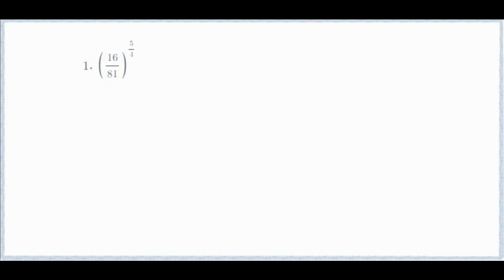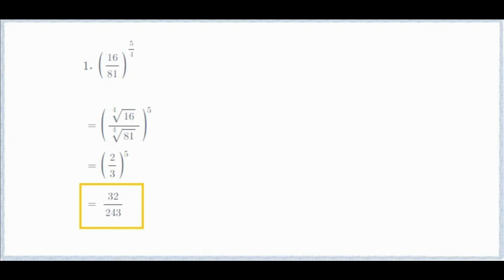With something to a fractional exponent, we're going to take the root first. So here, we can take the 4th root of 16 over 81 first, and then take it to the 5th power. So we end up with 2/3 to the 5th power, or this goes a lot faster than if we tried to take 16 over 81 to the 5th and then take the 4th root of that.